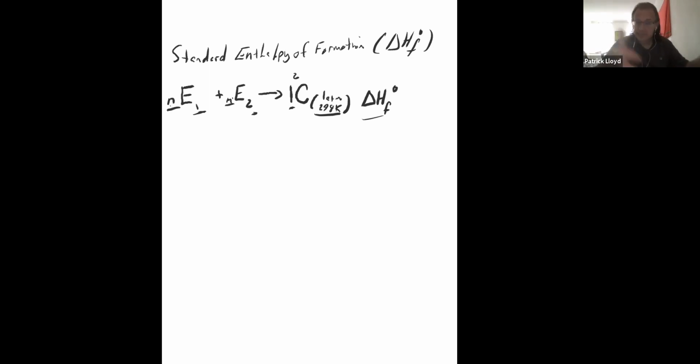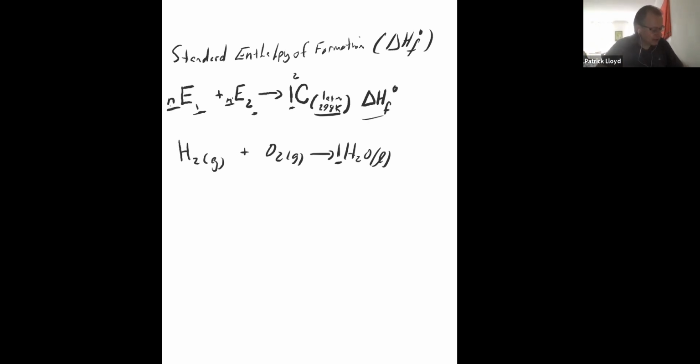Water at room temperature, the standard condition is it's a liquid, right? The standard state of water is a liquid at room temperature. So if I take hydrogen gas and oxygen gas and convert that to liquid water, and then you balance it with this being a 1. This has to be a 1, okay?